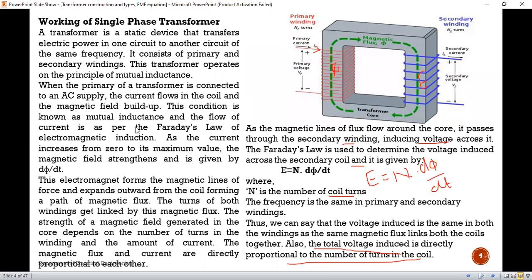Yes, sir. Okay, so this is the simple mutual induction, and it induces an EMF, that is E is equal to N d phi by dt. We will derive the EMF equation next.